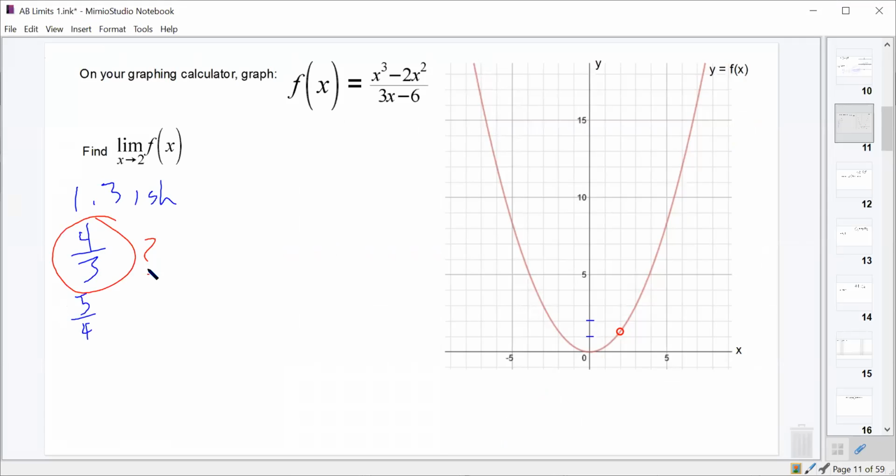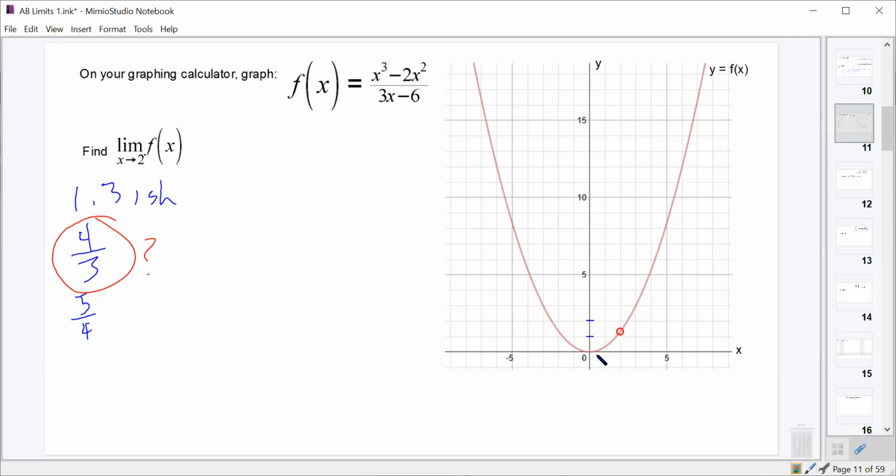Can we prove that that is what it actually is? Any ideas on how we'll do that? You plug in 4/3 for x. No, if we plug in 4/3 for x, that's just going to tell us about what's happening at x equals 4/3, which is somewhere over here.